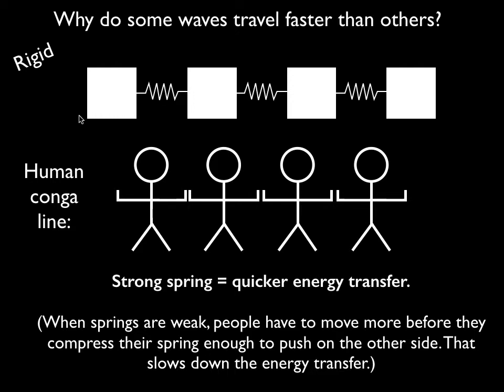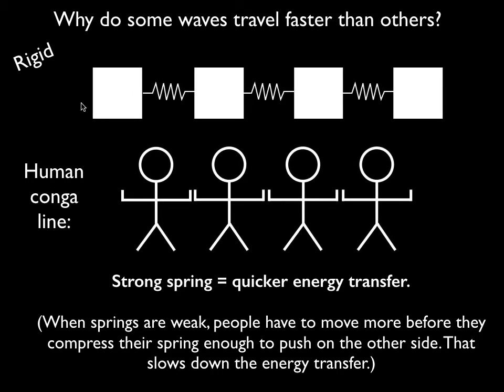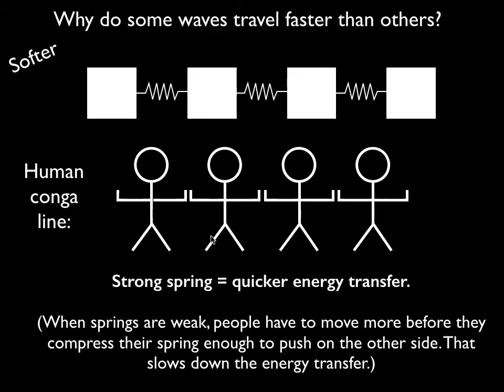So if you imagine we have a very rigid spring and I start to add an earthquake pulse in here, I push against one side, what's going to happen is that that spring is very rigid and the rest of this side is going to pop over very quickly. A strong spring means a quick energy transfer. But let's look at what happens when we have some softer material.